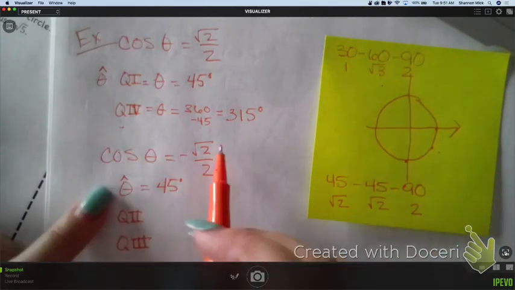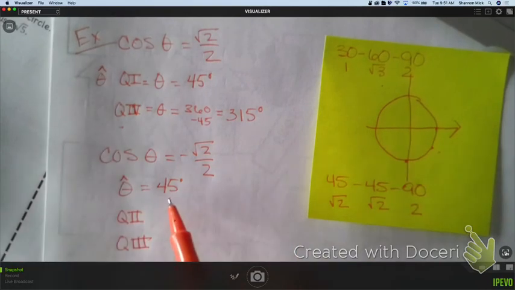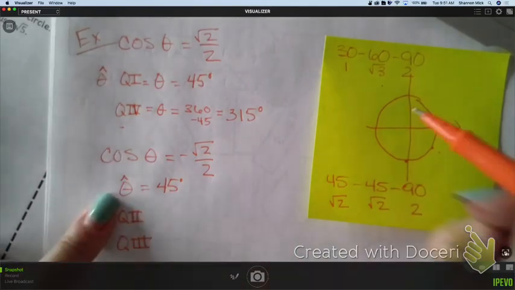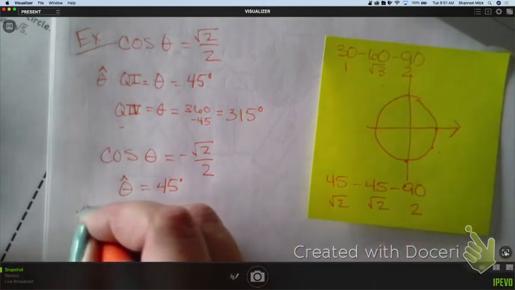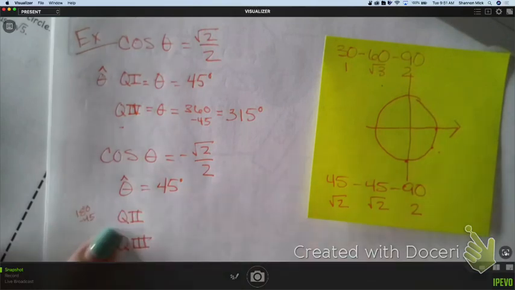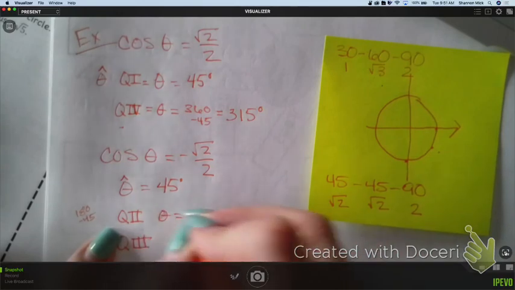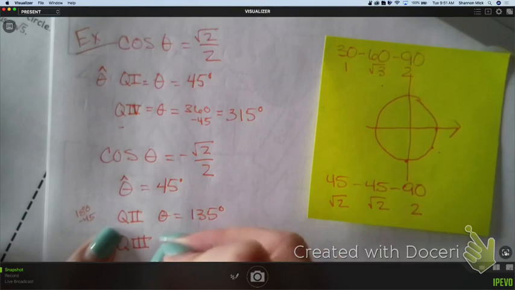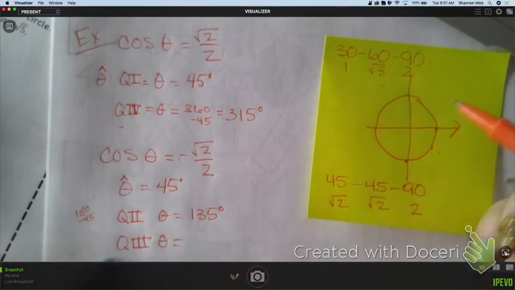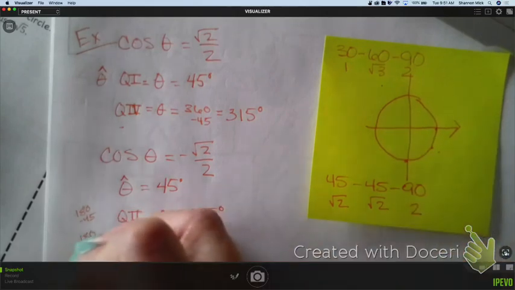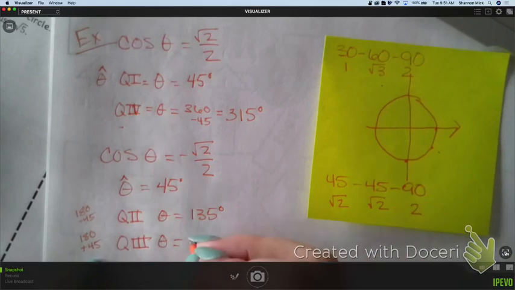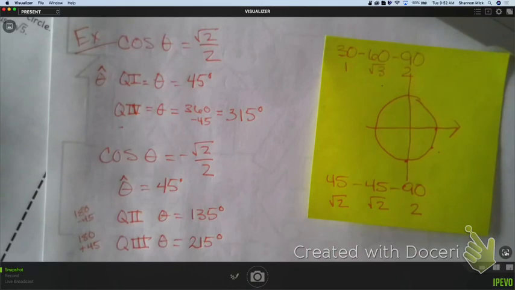When you have a negative, I am looking for the reference angle as well. We're 45 away in the second quadrant, so that'd be 180 minus 45, which equals 135. In the third quadrant, it'd be 45 more, so 180 plus 45, which is 225. Yes, degrees. Do not forget your degrees.